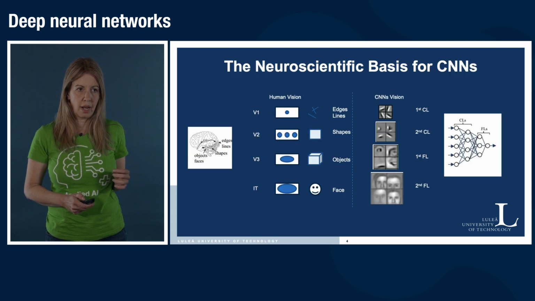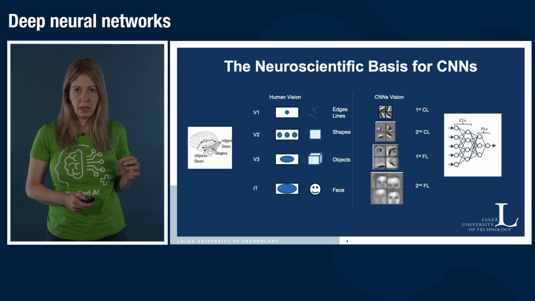Let's see now in this slide the analogy between human vision and convolutional neural network vision. So human vision first tries to detect edges and lines, and then combines them into shapes, and then into objects, and finally reconstructs the face. Likewise, the convolutional neural network in the first layer tries to detect edges and lines, and then combines them into shapes, and then into objects, and finally into a face.